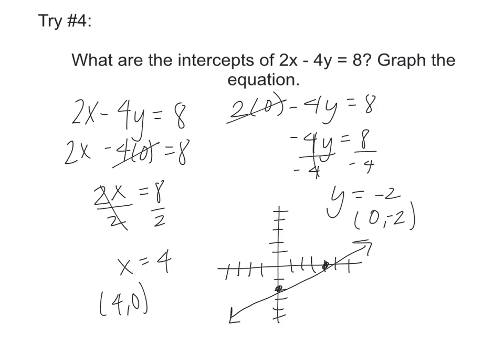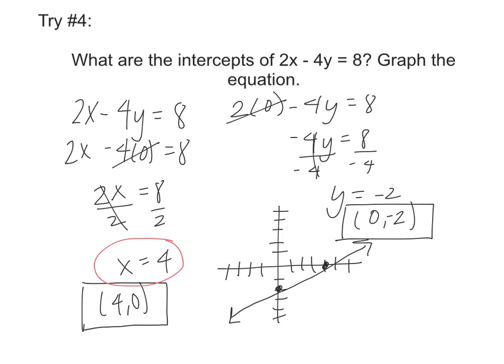Remember, if this were a quiz, my better expectation is that you write it as an ordered pair. So that would be my x-intercept, that would be my y-intercept, and then our graph. If you wrote x equals 4 and y equals negative 2, understand that these are actual lines. So the better answer is to write it as an ordered pair. Okay?